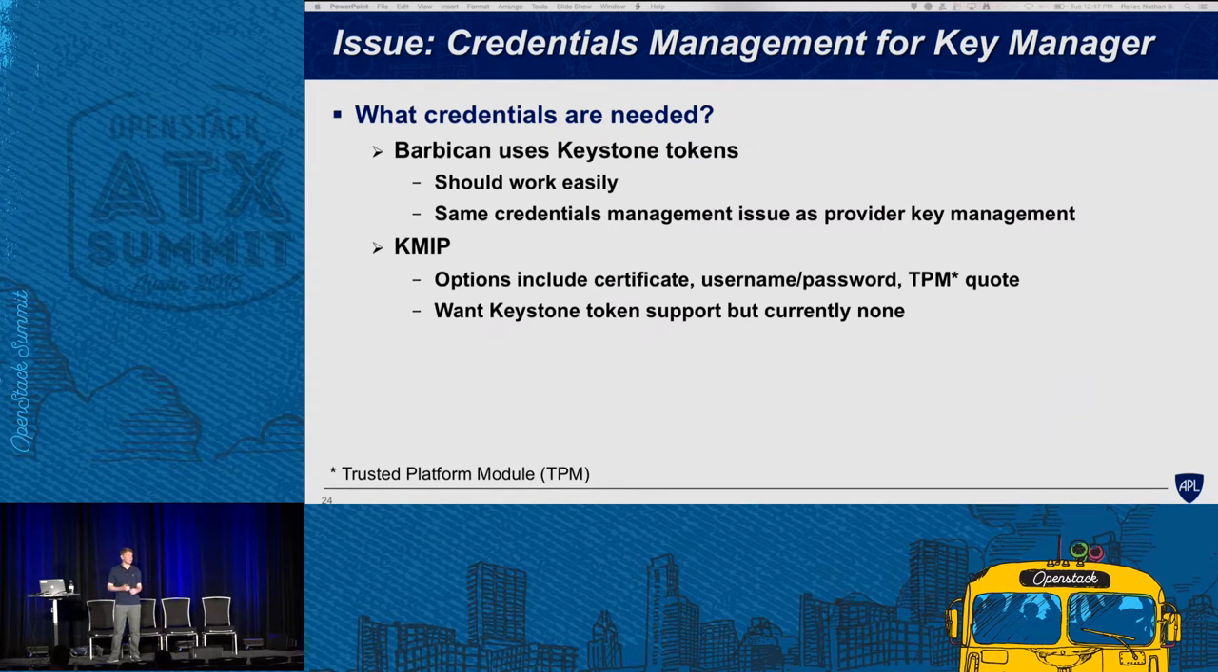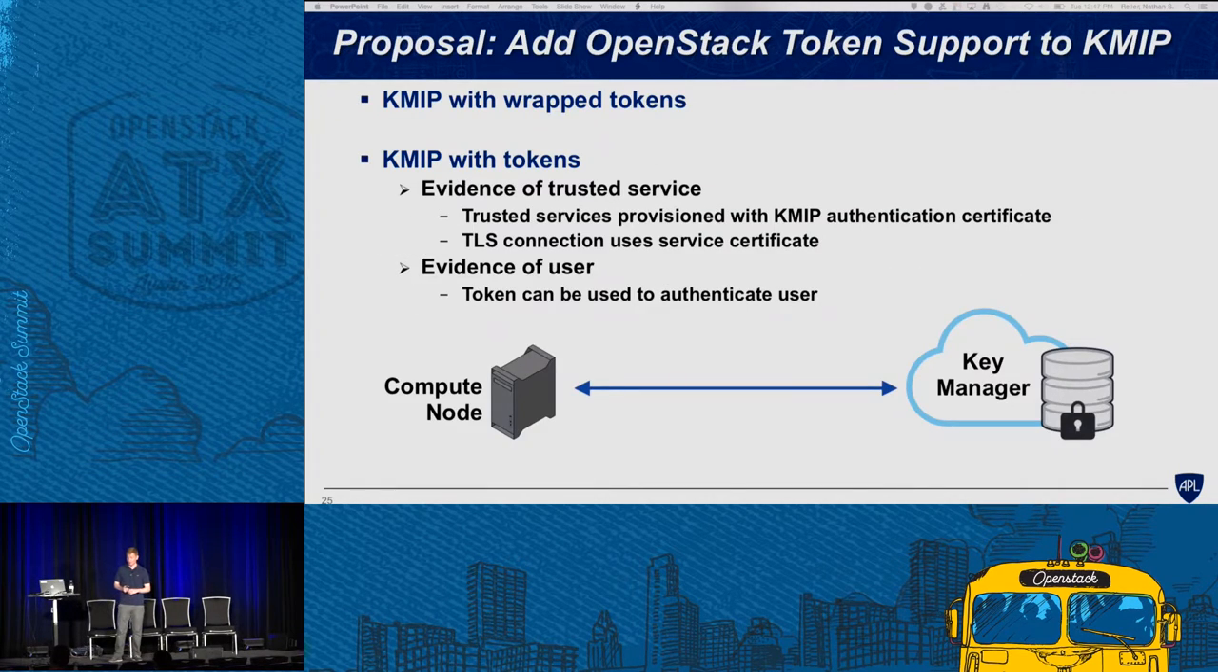That's one of the things we're talking about for PyKMIP, to be able to support Keystone tokens in a future release. And this is another proposal that overlaps both OpenStack and KMIP. I just thought this was interesting. So earlier I touched on the fact that I really want proof of both the service as well as the user that's making the request. So if we have token support within KMIP and we also have wrap tokens, then clearly we could just use that. But I think that would probably take a little bit of time to implement.